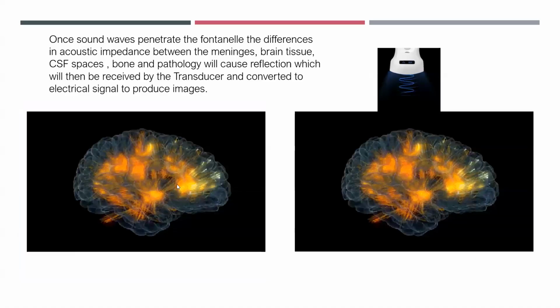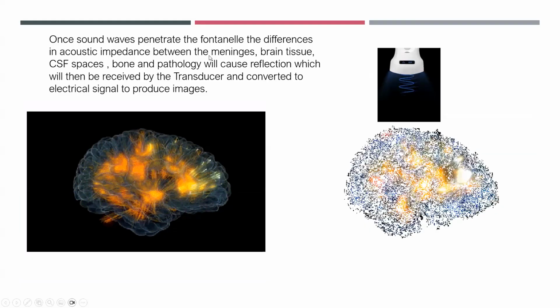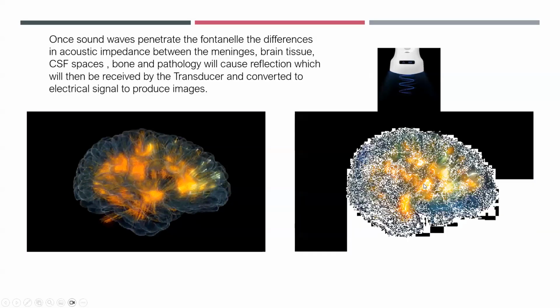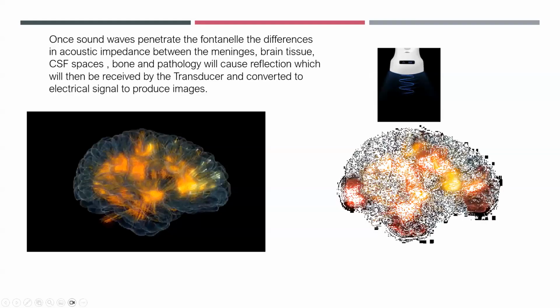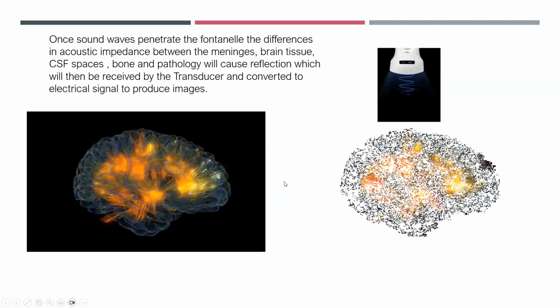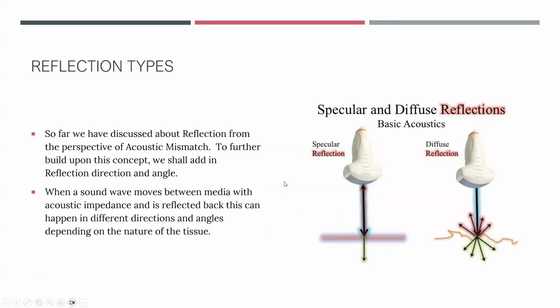So once sound waves penetrate, again, they interact with the meninges, brain tissue, and CSF spaces. Based on the way they interact, you'll see superficial tissue that's bright, and you'll see the ventricular system and fluid appear dark. Now, there are two other concepts that are important before we move forwards. One is called specular reflection, and the other is called diffuse reflection.